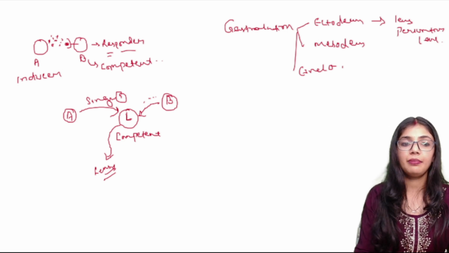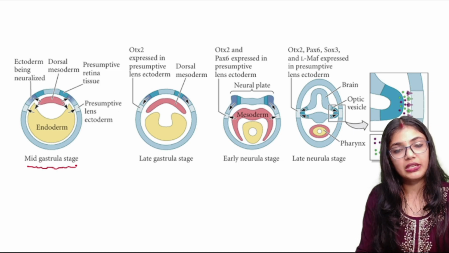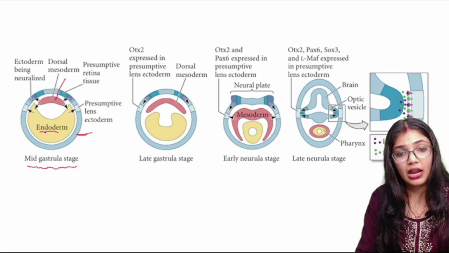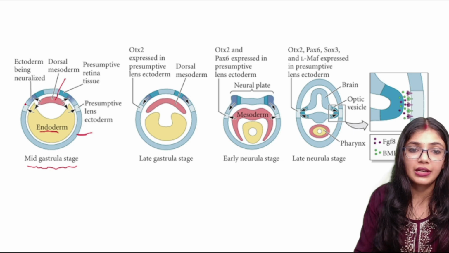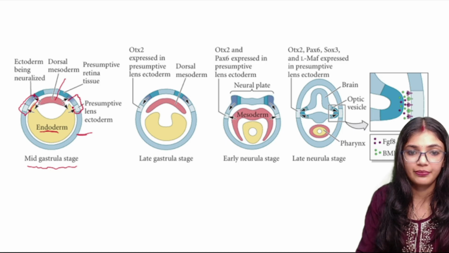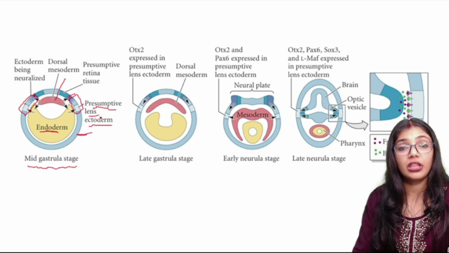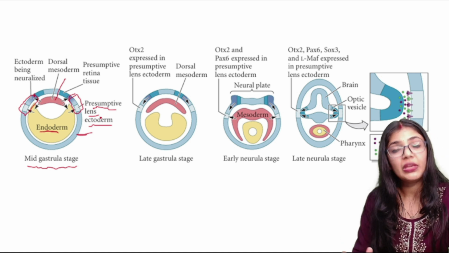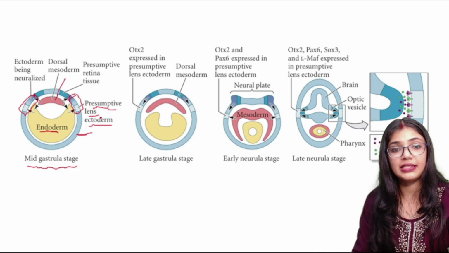Let us see it pictorially. In the mid gastrulation stage, this is the ectoderm and this is the endoderm. The ectoderm has a particular place responsible for the formation of the lens, known as the presumptive lens ectoderm. As we have already discussed, the formation of the lens requires two signals. The first signal is that it will induce someone, and the second signal is the main signal.